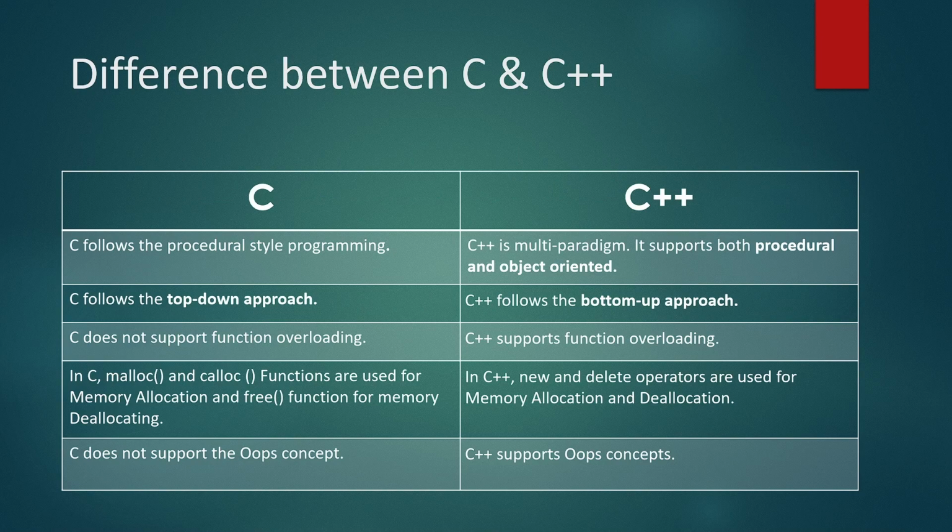So let's come to the difference between C and C++. C follows procedural style programming. So C follows the sequence of procedural functions. So there will be a step-wise flow. C follows step-wise flow of a program. Whereas C++ follows a multi-paradigm approach, it supports both procedural and object-oriented. So object-oriented means class and object. These actually change the flow of the program.